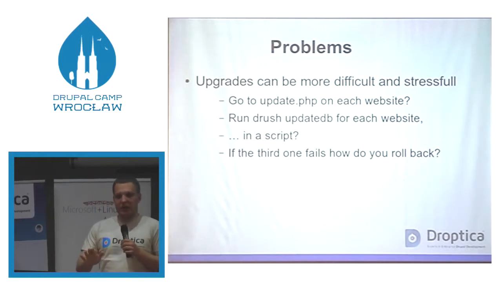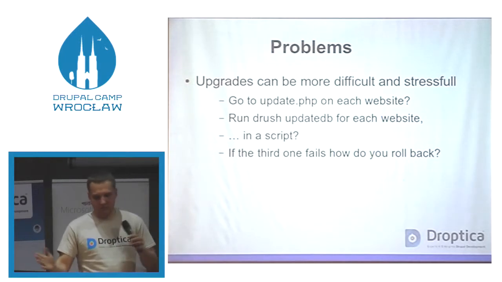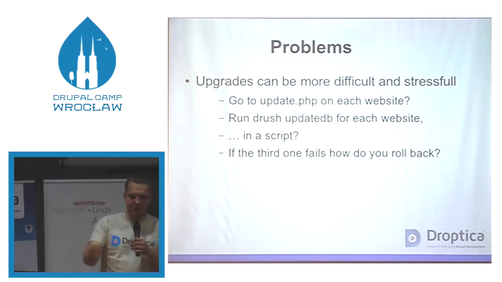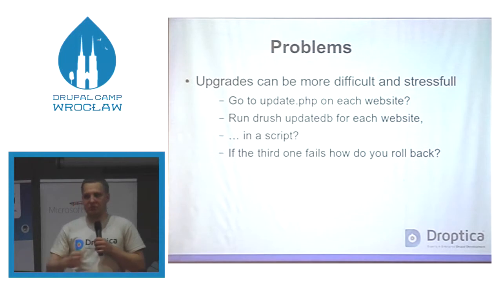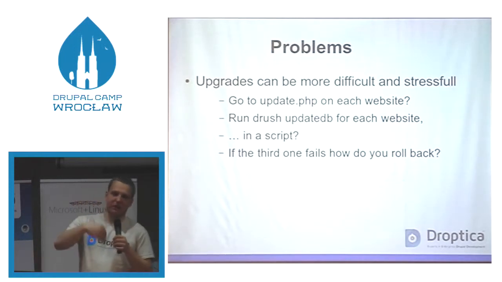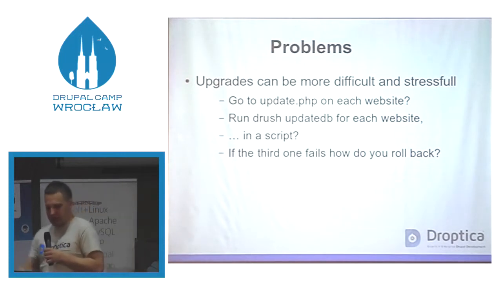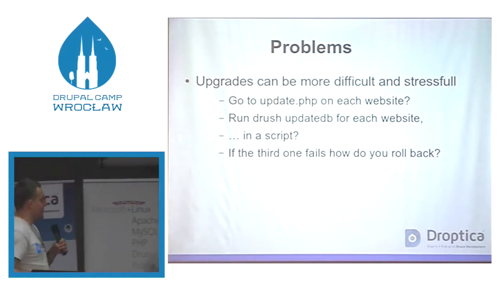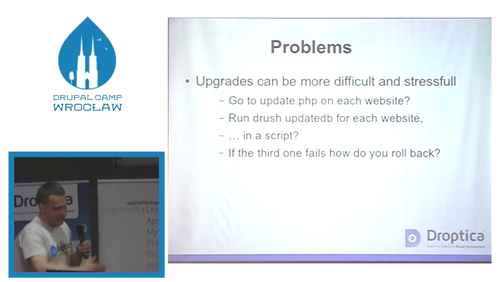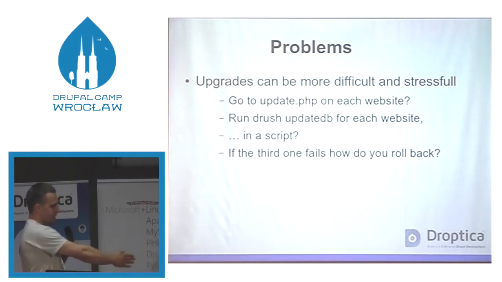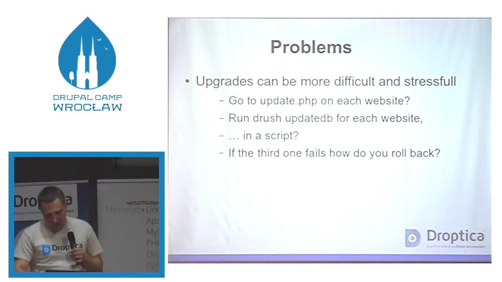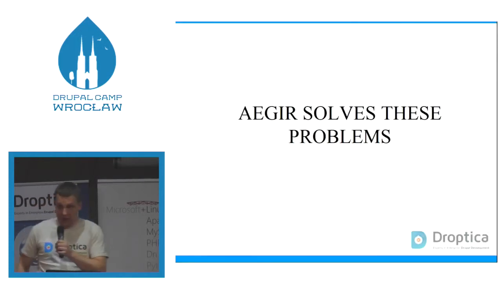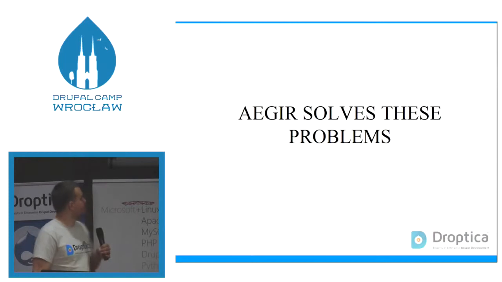If it doesn't work, you just quickly revert, check out the previous tag from Git or whatever, and you backed up your database before because you're smart, and bam, you're right where you were before you were updating. But not with the multi-site, because you can't check out the previous tag because some sites are already using the new code. So that's one thing, maybe problematic. And Aegir solves this problem beautifully.